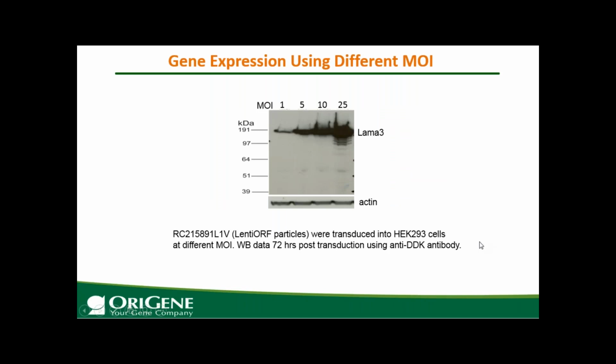This data shows gene expression using different MOI. MOI is the multiplicity of infection, which means the number of copies of virus per cell. This is a Western blot with a tag antibody. You can see the higher the MOI, the more virus per cell, the higher the gene expression. Sometimes you may need different expression levels for your study, so you can use a different MOI, a different amount of virus, to infect your cells.